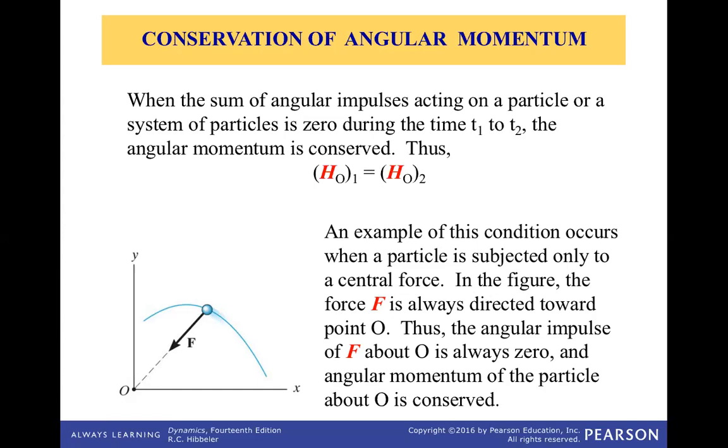If you have a satellite where the force is only a central force, just the gravitational force between the satellite and the Earth, and you take Earth as the point O, then the force is a central force. In that case the satellite has a zero moment, so its angular momentum is conserved. If you compare the two points, you should have HO1 equal to HO2.